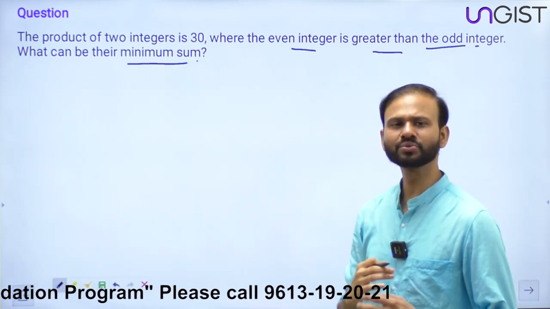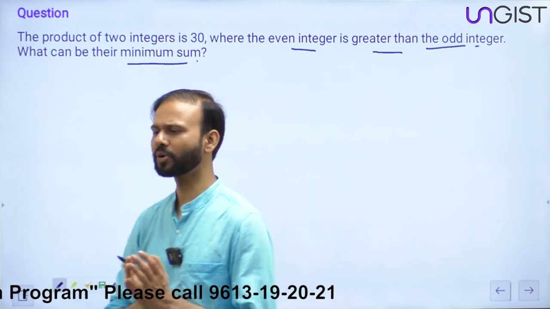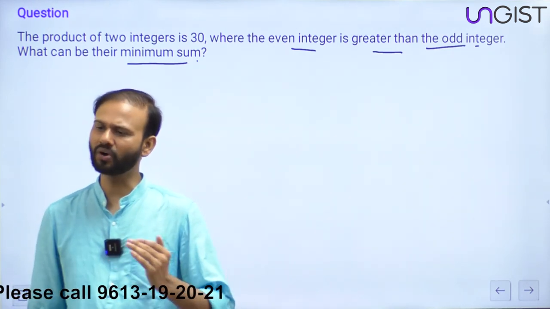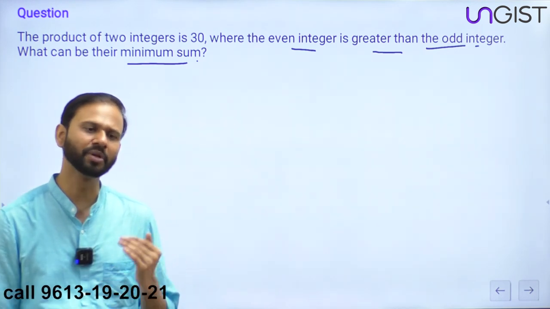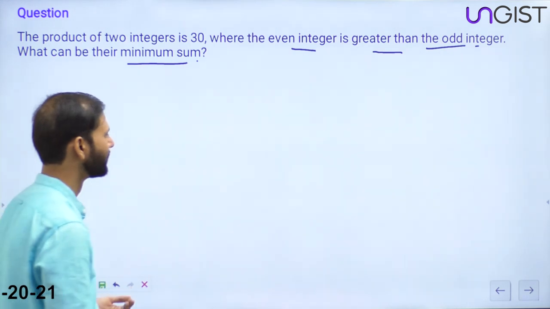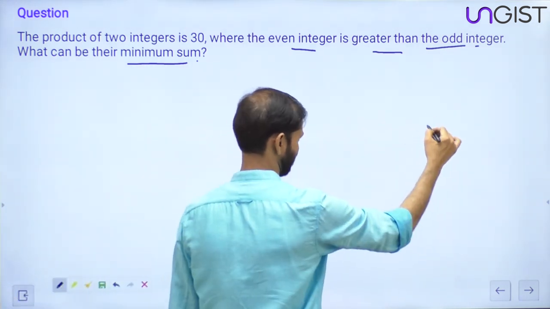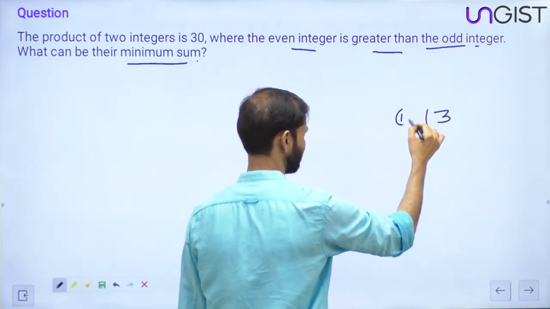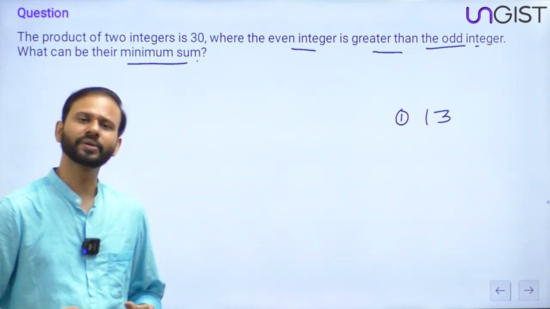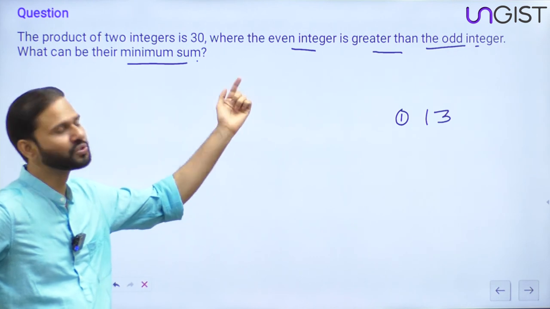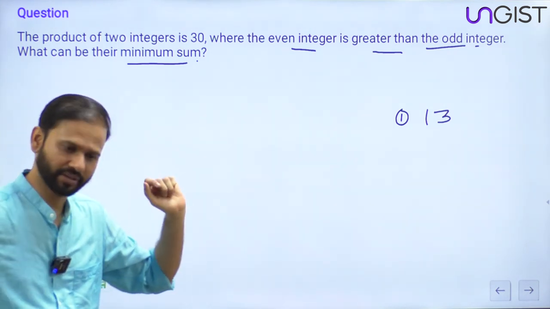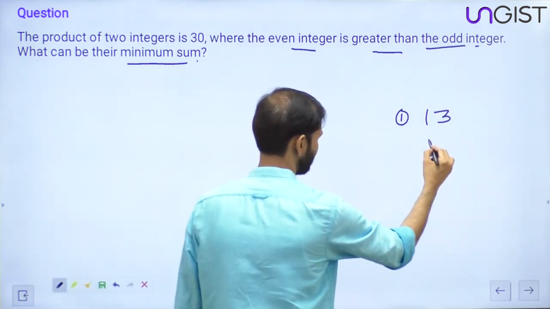Everybody, please try to solve this question. The question is saying the product of two integers is 30, where the even integer is greater than the odd integer. What can be their minimum sum? 30. Okay. 13. One answer I'm getting is 13. Everybody, please try to solve this question. And why have I given this question? Because UPSC is now asking these types of questions, right? 11? Okay.